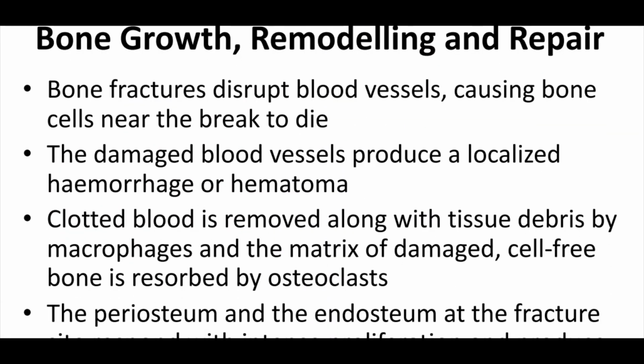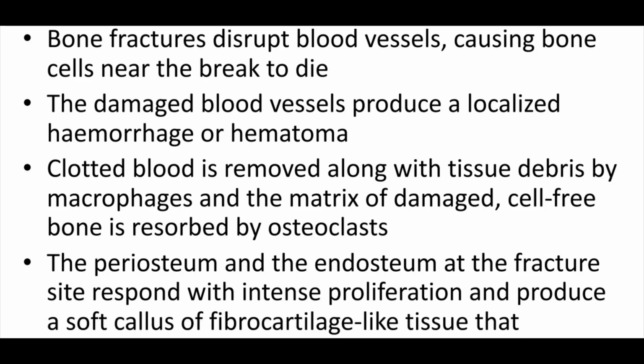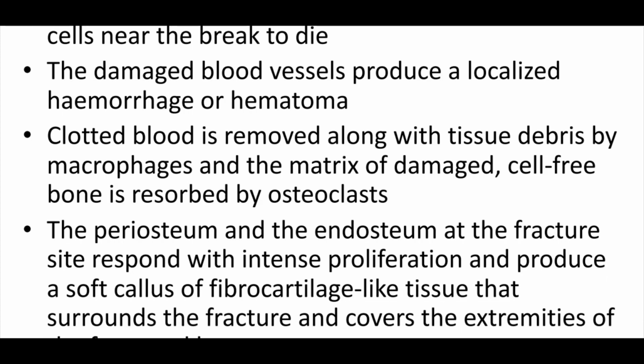So bone fractures disrupt blood vessels, causing bone cells near the break to die. The damaged blood vessels produce a localized hemorrhage or hematoma. That's what we call hematoma formation. When you fracture your bone, there's going to be a hematoma around the fracture because the blood vessels around that bone are damaged. So they're going to bleed into the fracture, forming a hematoma.